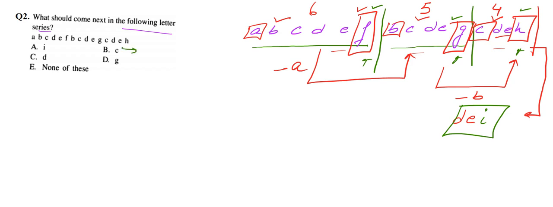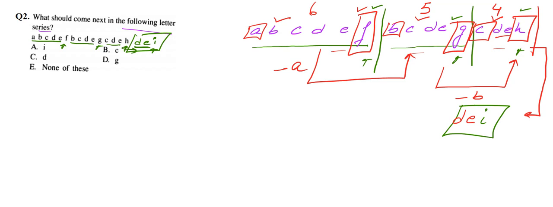So the continuation can be written as D, E, I, because you can check A, B, C, D, E. Then we have B, C, D, E. Then we have C, D, E. So then we should be left with D, E. And we have F, G, H and I. So our further series should come up as D, E, I.